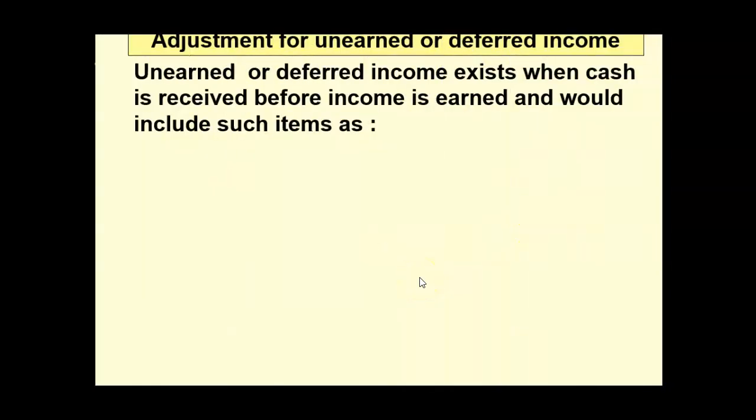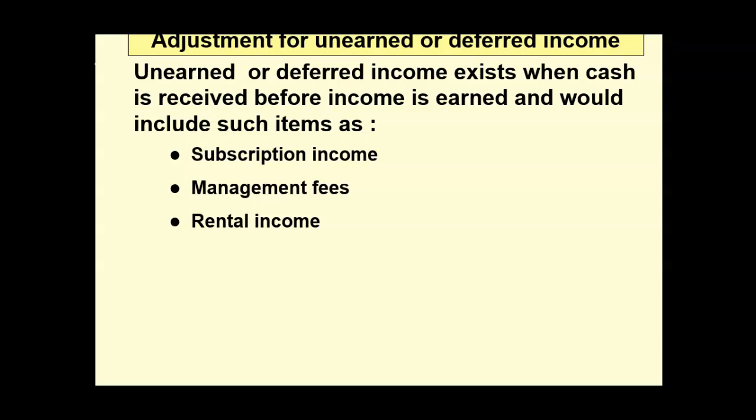So now we're going to make one last type of adjustment for a topic known as unearned income or deferred income. This takes place when cash has been received before the income has actually been earned. For example, think about subscription income. Maybe you purchase a magazine subscription and you pay for it for 2 years in advance. For the magazine company, that is what's known as unearned or deferred income.